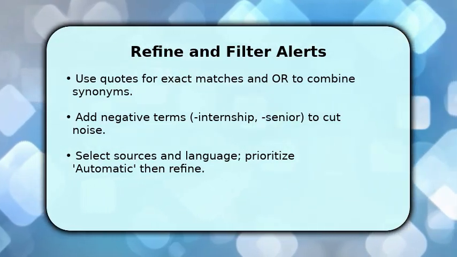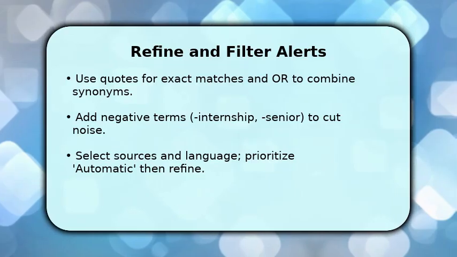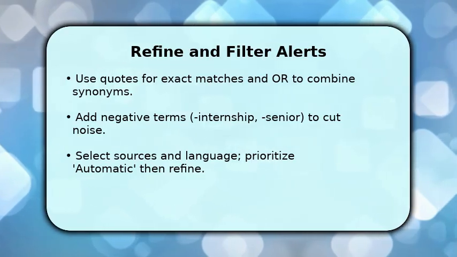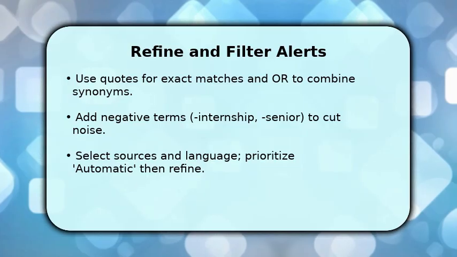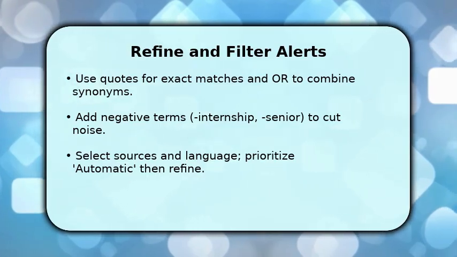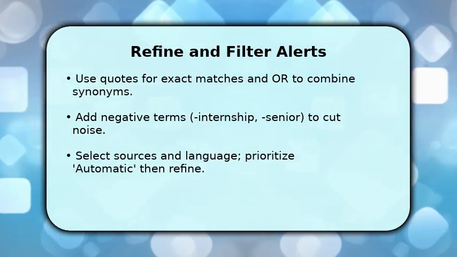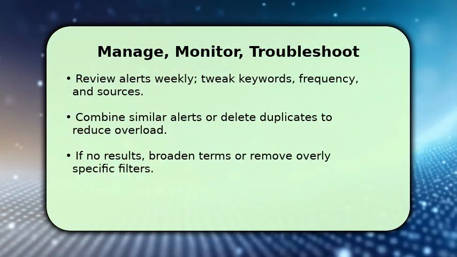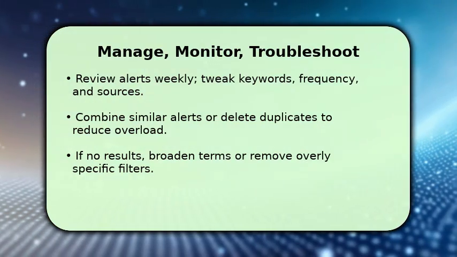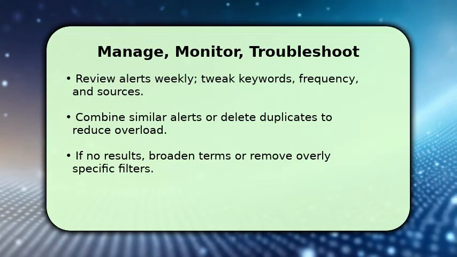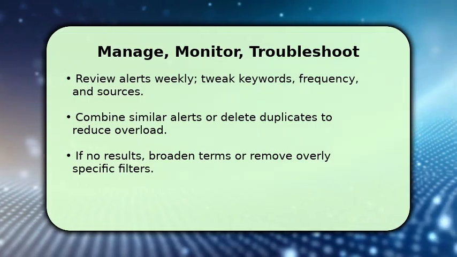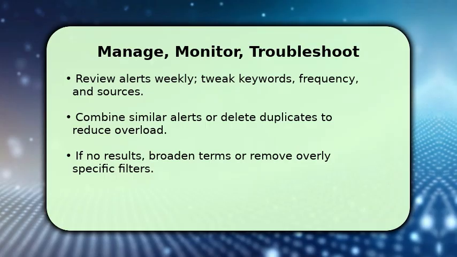Start with automatic to collect broadly, then tighten to news, blogs, or web if you get irrelevant posts. Make sure to test variations of keywords and monitor the first few alerts to fine-tune filters. Finish by organizing alerts. Group similar queries, lower frequency for noisy alerts, and delete duplicates to keep your inbox usable.